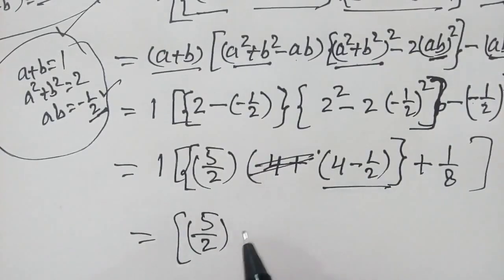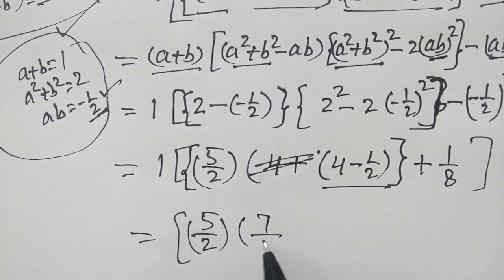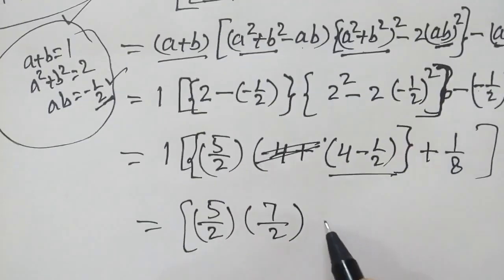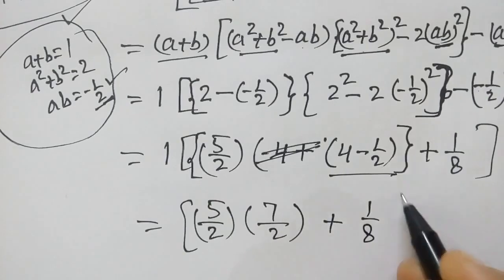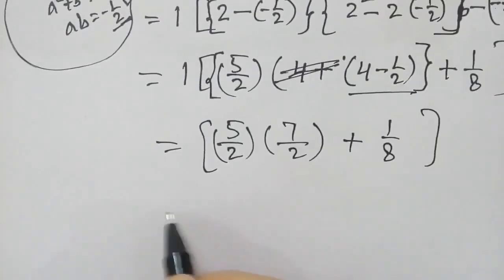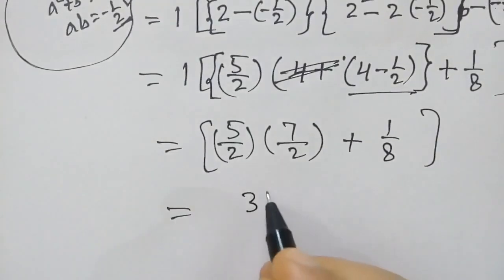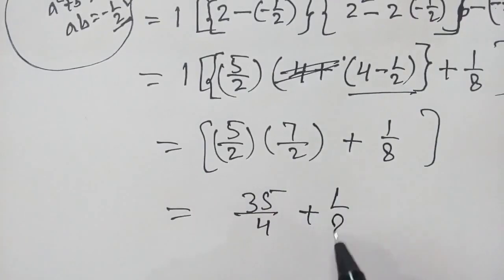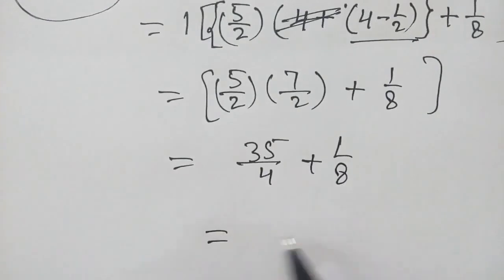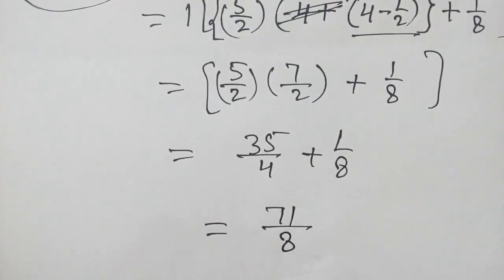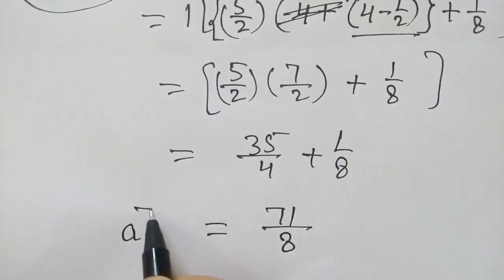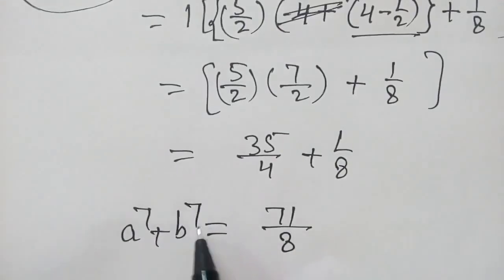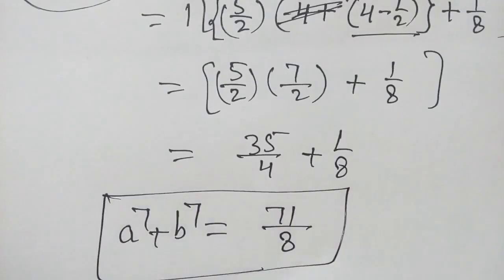and this 7 by 2, plus 1 by 8. So 35 by 4 plus 1 by 8 will be equal to 71 over 8. So a to the power 7 plus b to the power 7 will be equal to this. Okay friends, thank you.